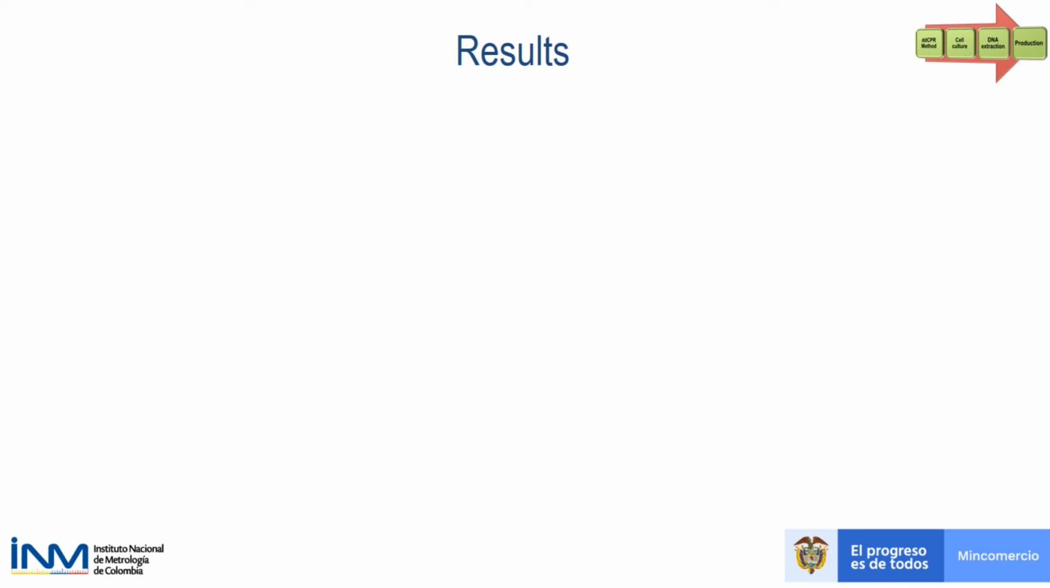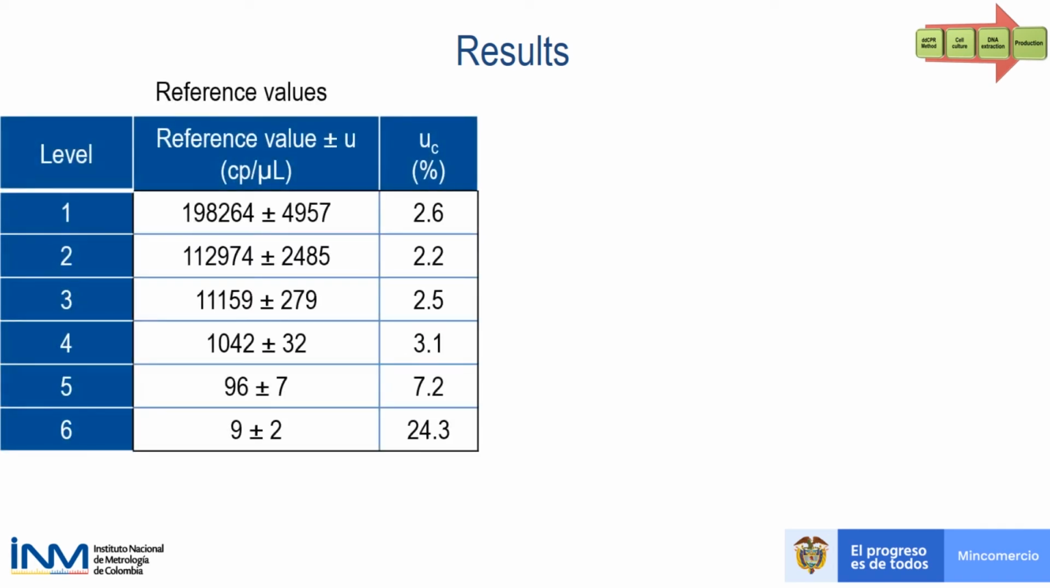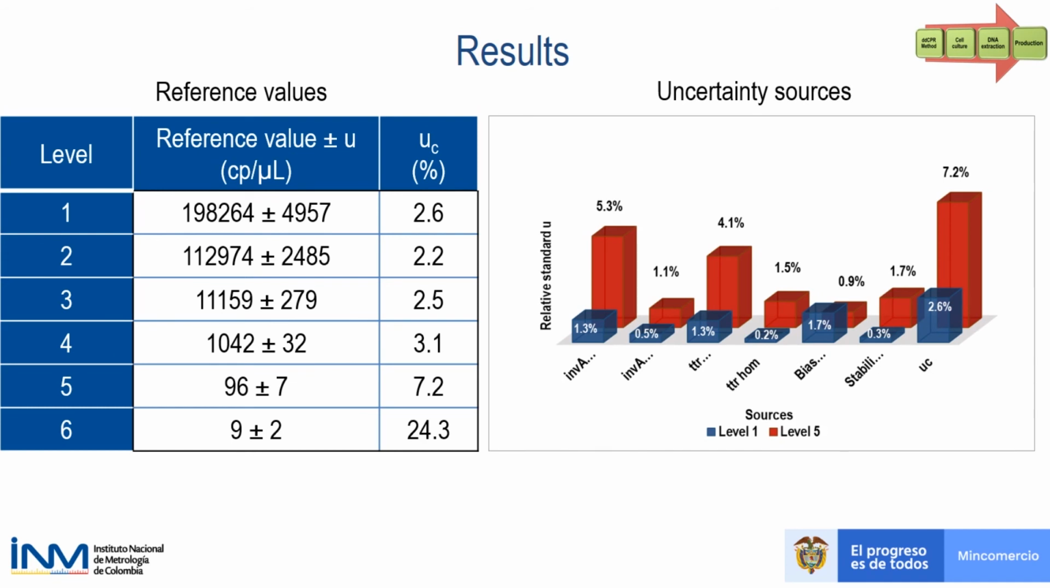Regarding the uncertainty budget, the study allowed us to establish that for the highest concentration levels, the main contribution to the uncertainty is the bias between INVA and TTR targets, while for the lowest ones, the mathematical model is the main source, as shown in the figure. For the combined uncertainties, the table shows that it is between 2.6% for the highest concentration level and 24.3% for the lowest one.